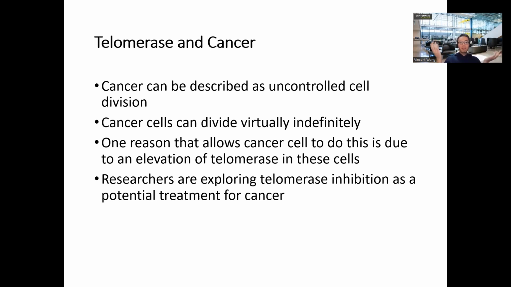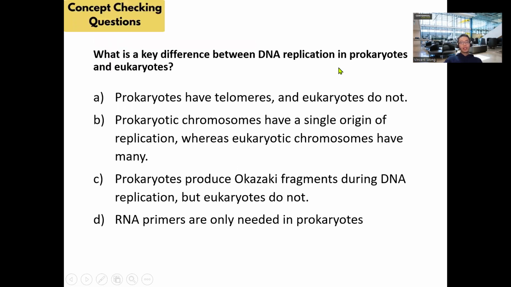But you can kind of understand the side effects of that. Someone who uses telomerase inhibition might end up not being able to have kids, because the telomerase would be affected in germ cells as well. But it's still in a very early stage of research. There's no actual telomerase inhibition therapy out there yet. So there you go: the relationship between DNA replication, telomeres and telomerase.